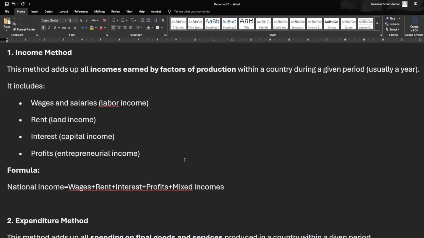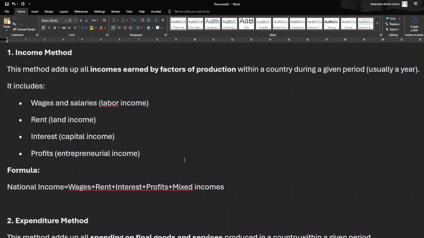So the incomes we get is what we call the total income, giving us the income method. So national income equals wages plus rent plus interest plus profits plus mixed incomes. Those are incomes where it is not so certain where they fall or belong.